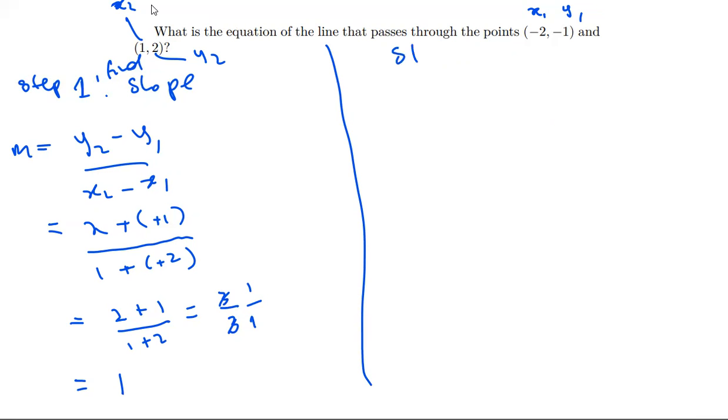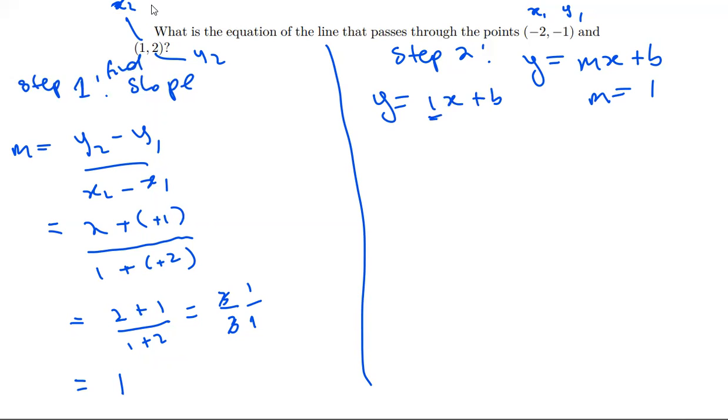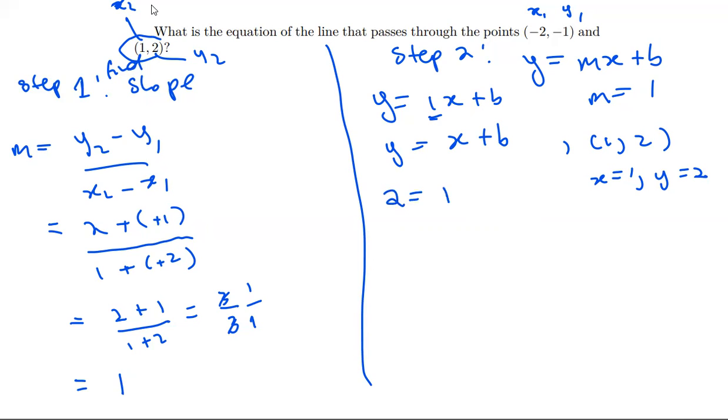And then the next step, step 2, is to use the equation y equals mx plus b to find the equation, given that we've already found that m is equal to 1. And then from this, we get that y is equal to 1x plus b. We could just leave this out and have y is equal to x plus b. And if we take this point, 1, 2, we know that x is equal to 1 when y is equal to 2.